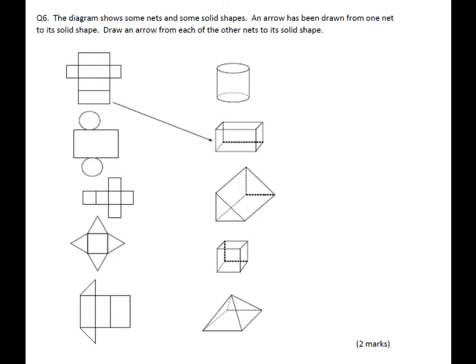Question 6. The diagram shows nets and some solid shapes. An arrow has been drawn from one net to its solid shape. Draw an arrow from each of the other nets to its solid shape. So the second one down on the left has got two circles in a rectangle, which when we fold it together gives us our cylinder. The third one down is a classic cube shape, so a cube net, so that goes to our cube. Here we've got a square base pyramid, and at the bottom that must be our triangular prism. And that's worth 2 marks.